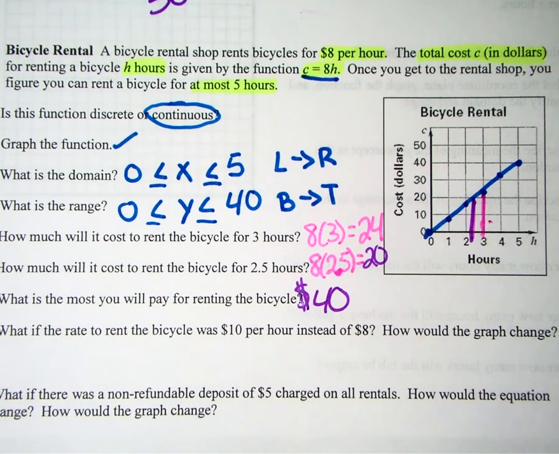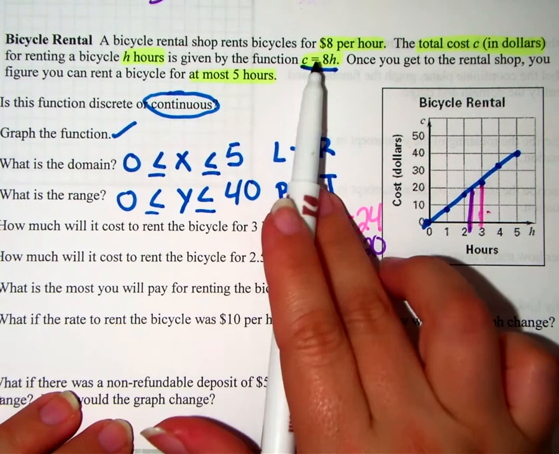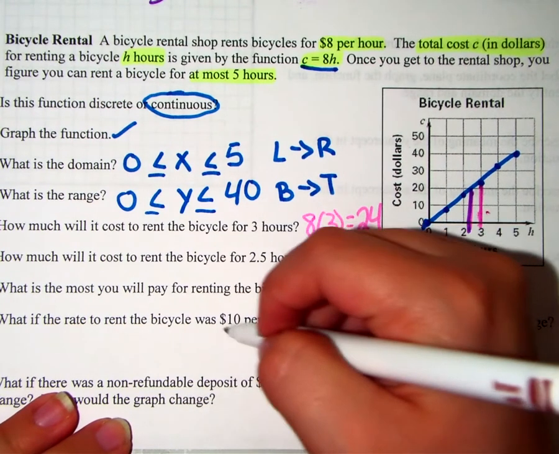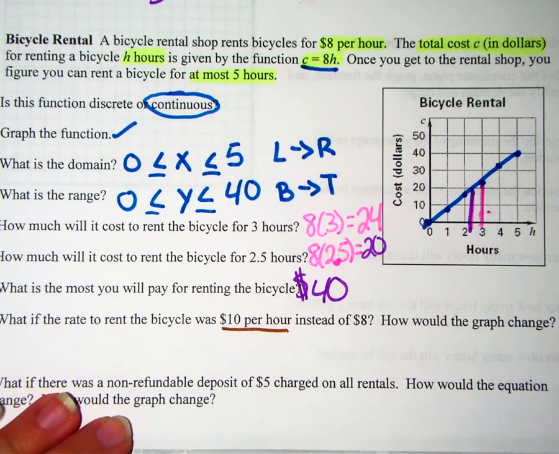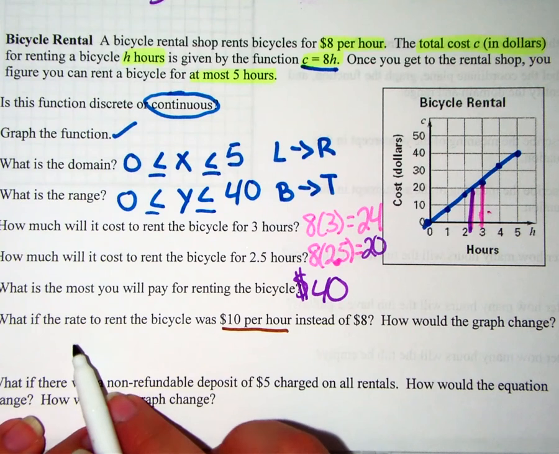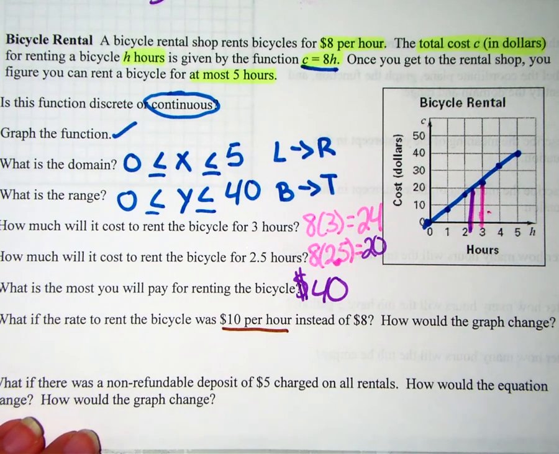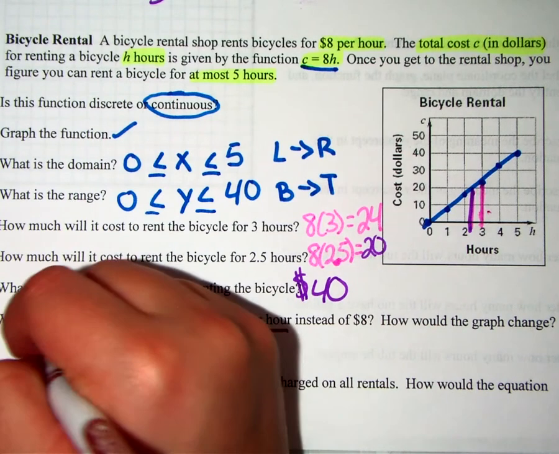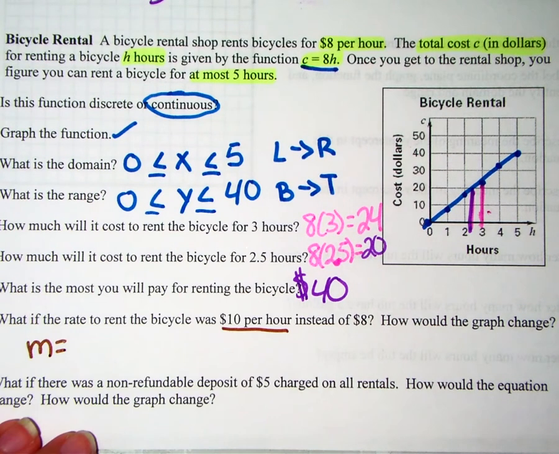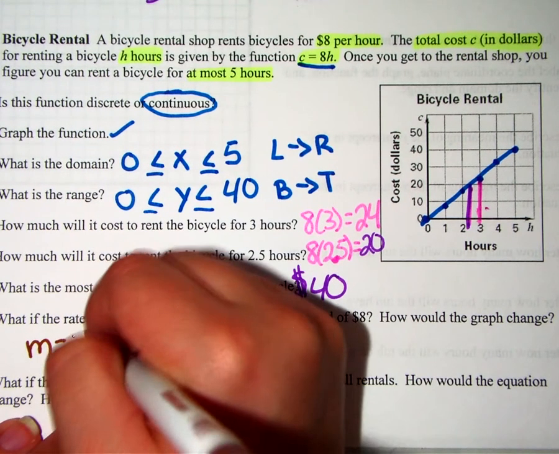So now we're going to change this graph a little bit. Let's say the bike renting company, instead of charging you $8 per hour, wants to charge you $10 per hour instead. What's going to happen to the rate? What's going to happen to your slope? Is it going to increase or decrease? Increase. So I'm going to put M because M stands for slope. So M increases.